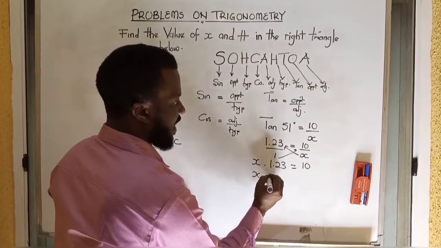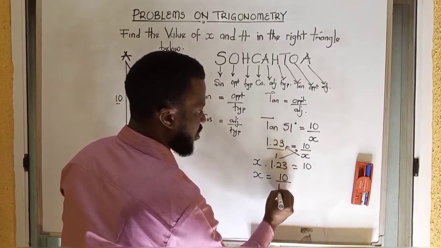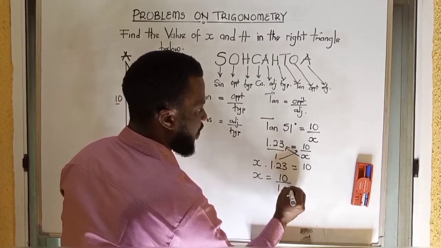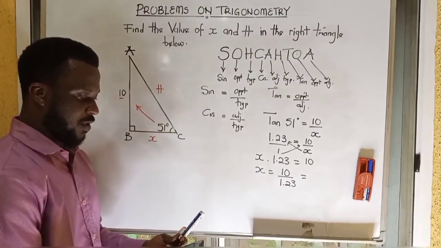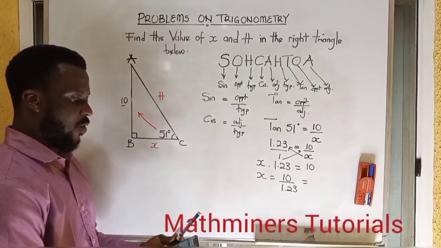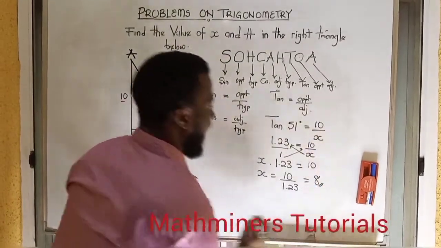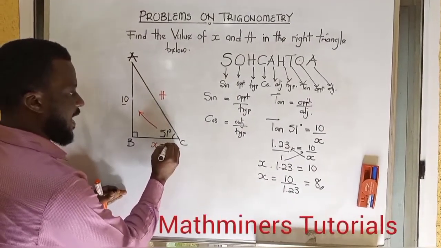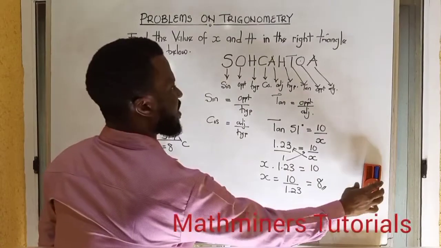To find the value of x, therefore, 1.23 crosses over the sign of equality and divides. So you have 10 over 1.23. You punch it, 10 divided by 1.23 will give you 8. So you have 8 as your value of x. Of course, we have successfully found the value of x. Now let's find the value of h.